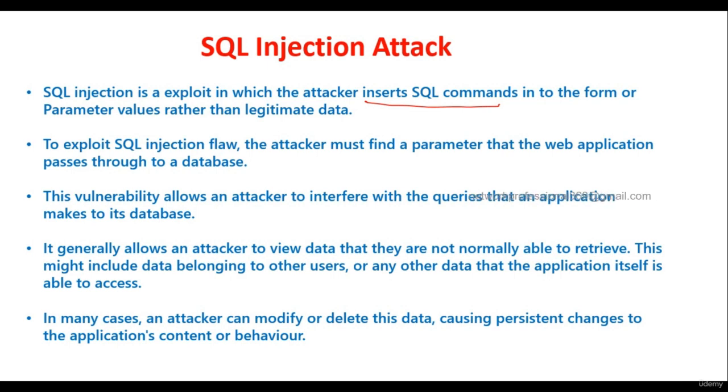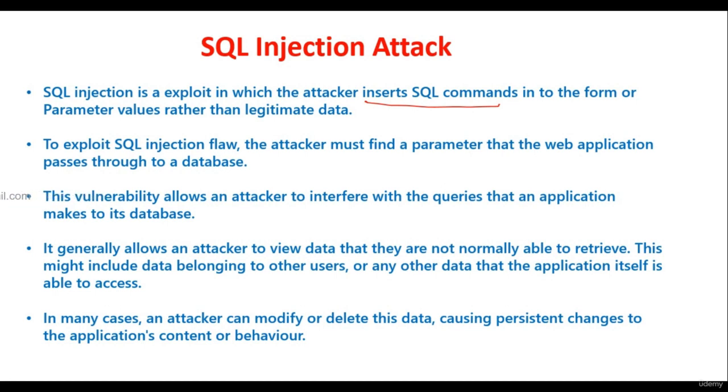To exploit a SQL injection flaw, the attacker must find a parameter that the web application passes through to a database so that he can get access to it. This vulnerability allows an attacker to interfere with queries that an application makes to its database. Basically, in a SQL injection attack, the hacker, the malicious user, gets access to the database of the server. He's compromising the database of the web server.